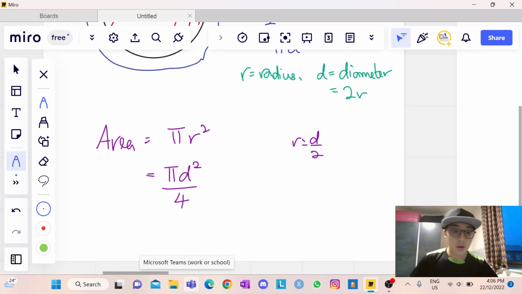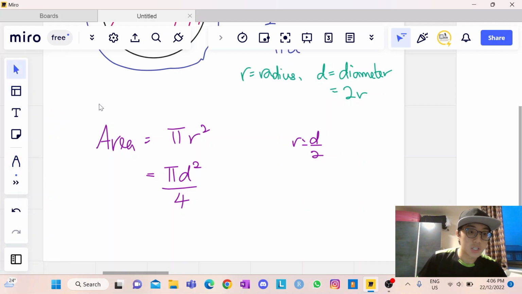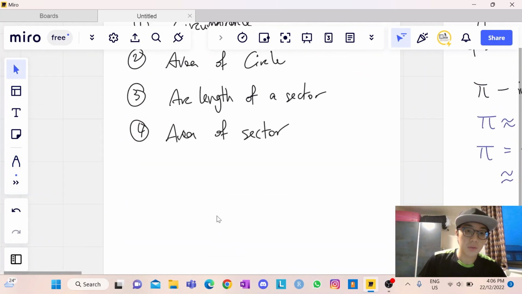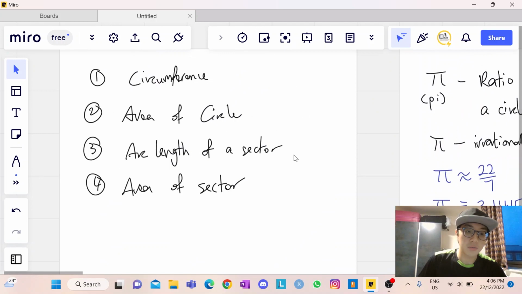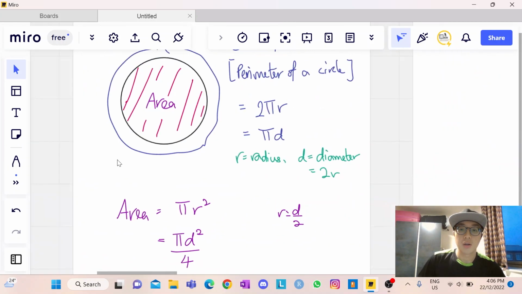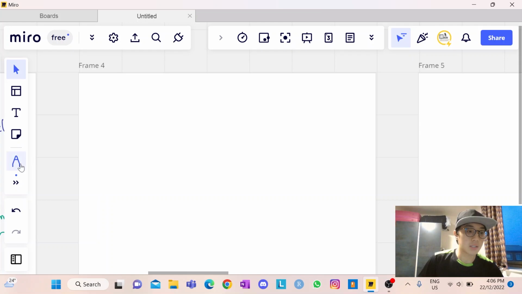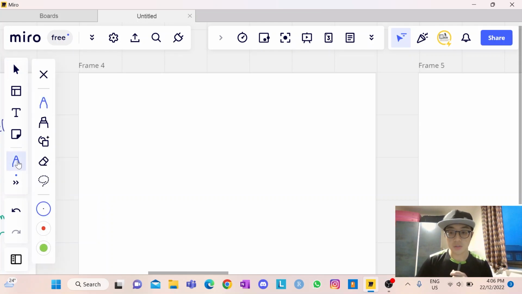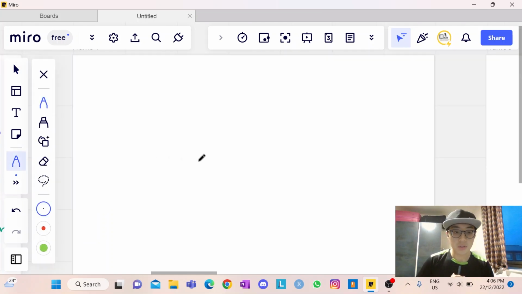All right, so we have done the first two agenda really quick, as I said. We have done the circumference and area of circle. Now is the sector. Right here we have the sector. Let me draw a sector real quick. A sector is just a part divided in the circle.